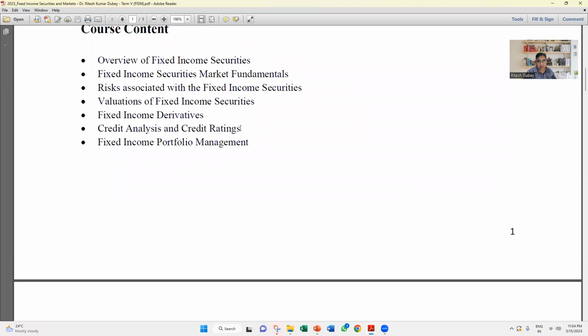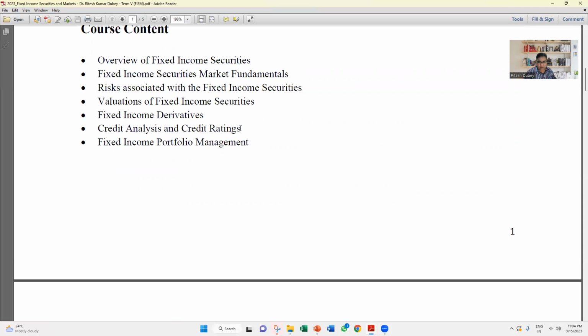Many a time you would have come across that bonds are rated A, triple A, or B, right? So where does this rating come from? How do we rate them? What does it mean? And if I'm an analyst, how do I look at these ratings? Let's say if I'm going to join a company like Crisil or Moody's or Fitch, how do I rate them? These are some of the things that we are going to look at.